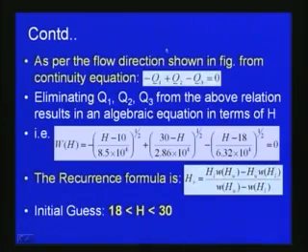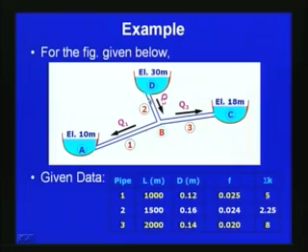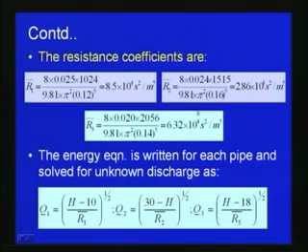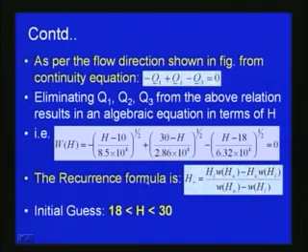Now, as per the flow direction shown in the figure, one is towards the junction and the other two are away from the junction. Towards the junction it is positive and away from the junction it is negative. So, minus Q1 plus Q2 minus Q3 is equal to 0. This is the continuity equation. We can now eliminate Q1, Q2, Q3 from the above relations, since we have the relationship for Q1, Q2, Q3, and write in terms of H as follows. Here we get a function in terms of H.